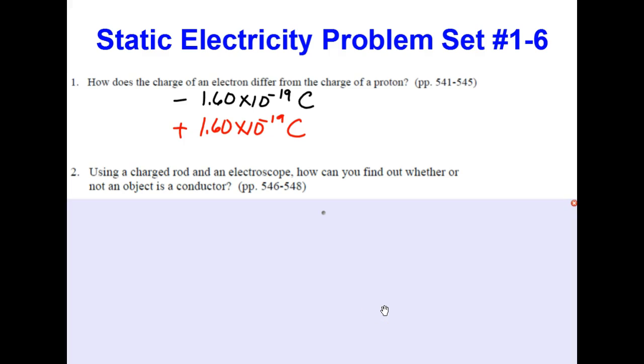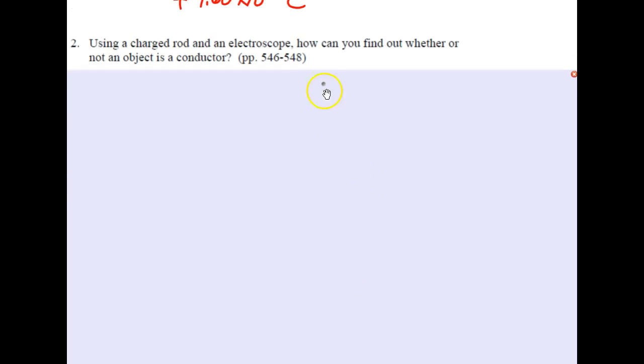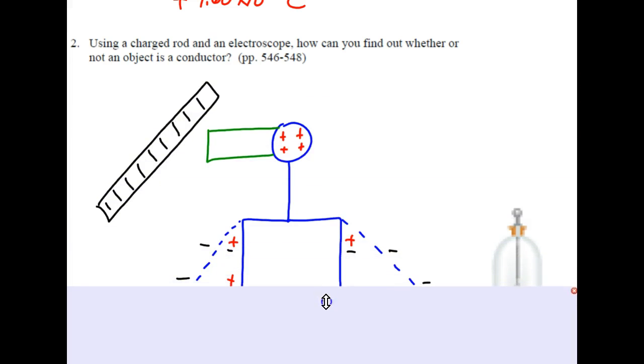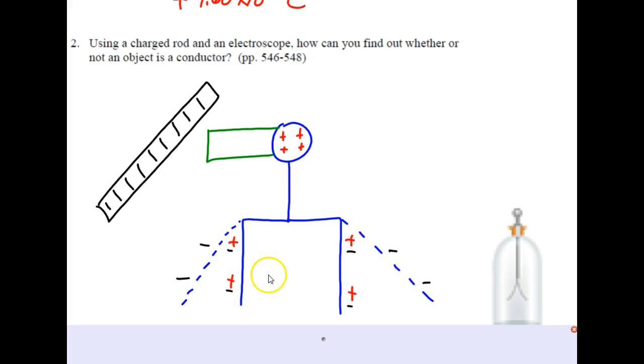Number 2, using a charged rod and an electroscope, how can you find out whether or not an object is a conductor? You've done a little bit of work with the electroscope already. That'll make it easier to understand this diagram. So in my diagram, here's the electroscope, and in its neutral state, each of these positive charges would have a negative charge associated with it. And here are your two leaves in their neutral state, again, each with a positive and negative charge.